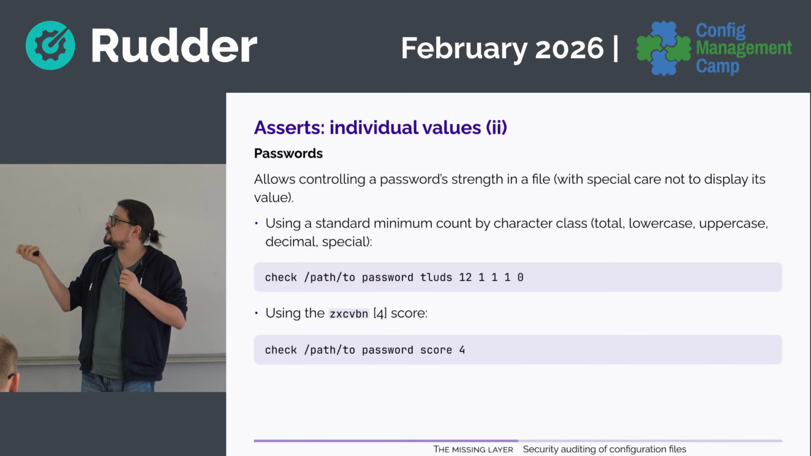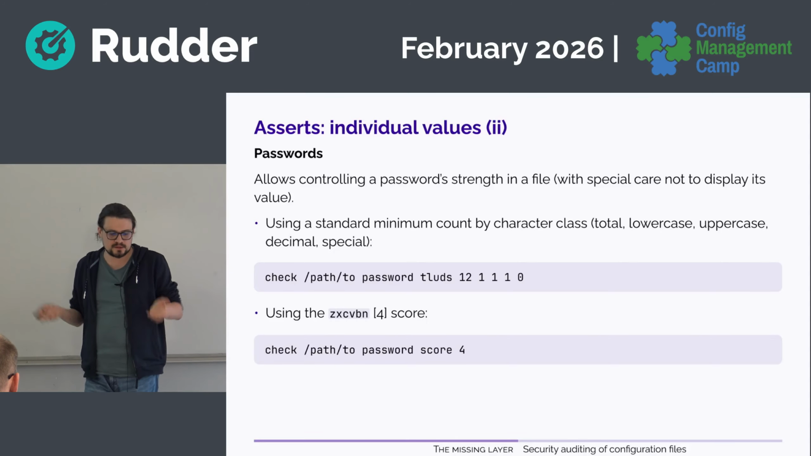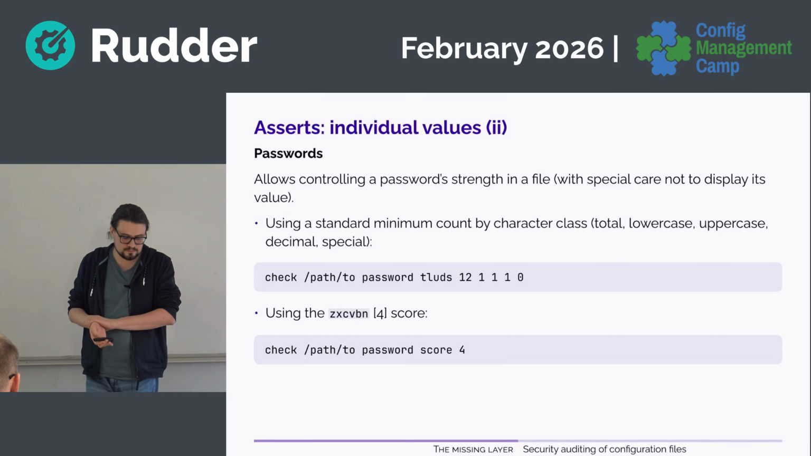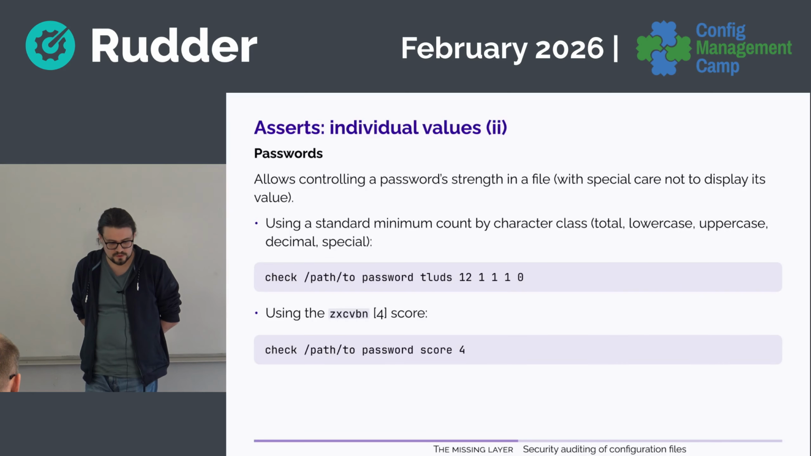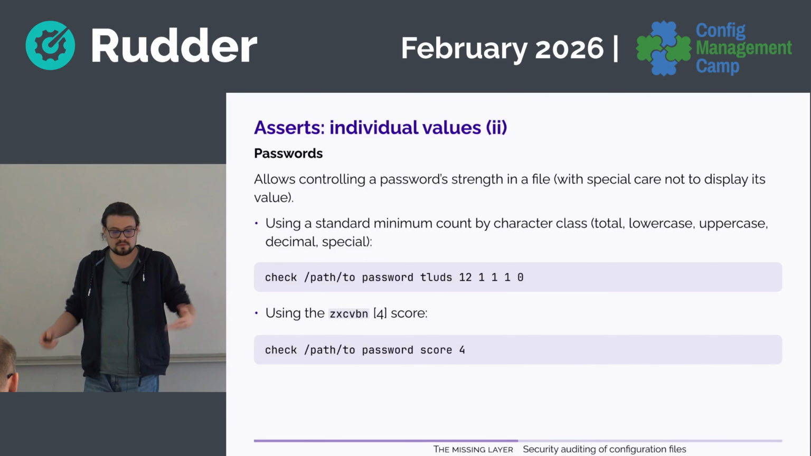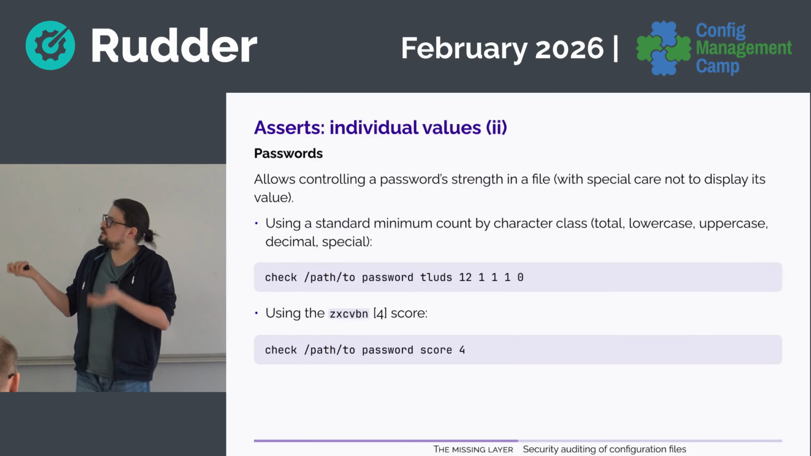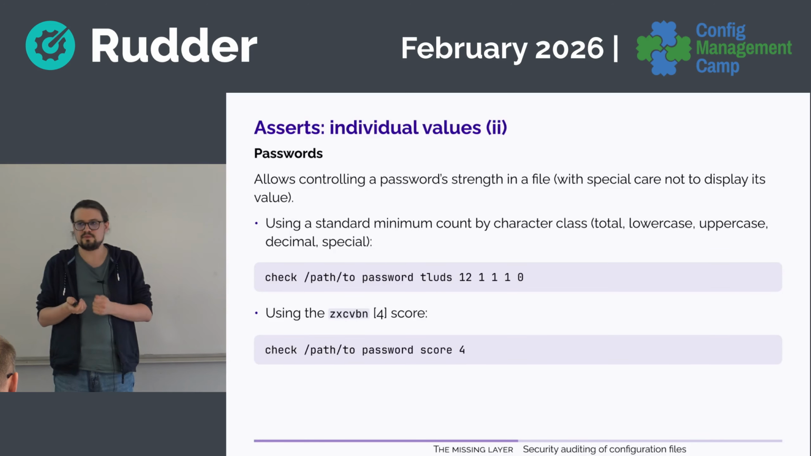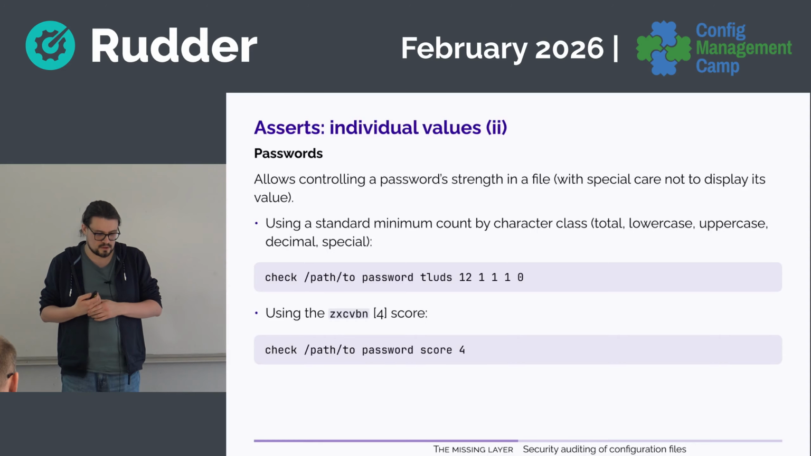We have two possible mechanisms. One is a very standard minimum count of characters by class, and the second is actually a nice system of scoring the strength of a password based on a dictionary and an estimation of the entropy. Okay, so these were the individual assertions we can make, but there are other types of assertions which are actually very important in the security audits context.